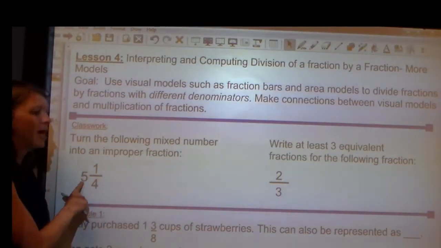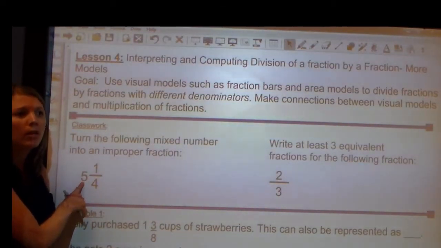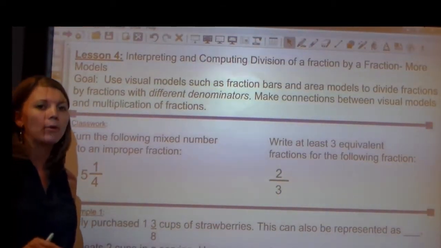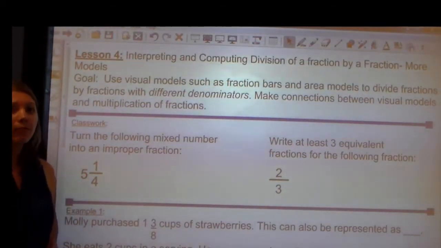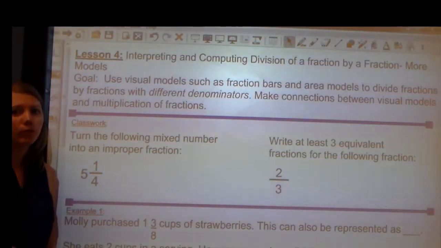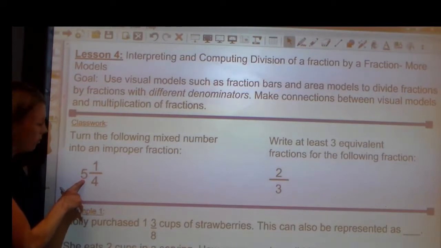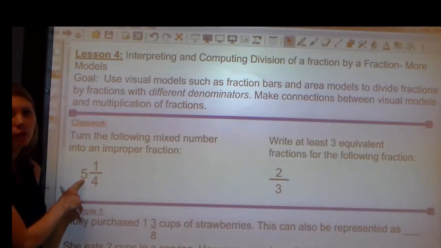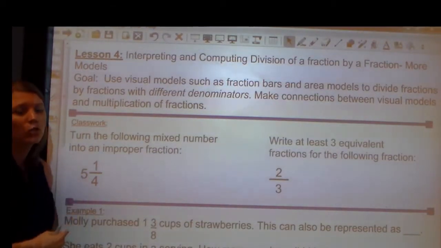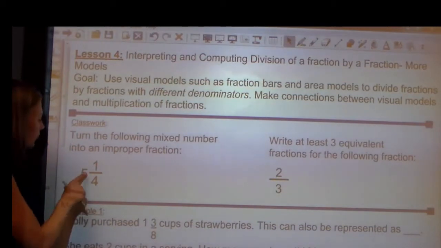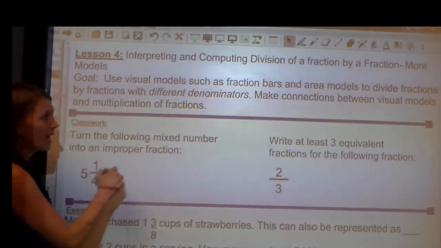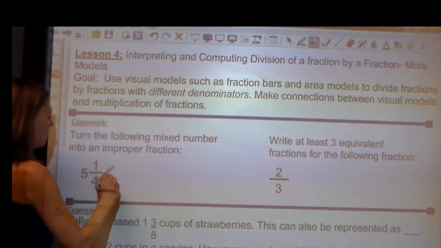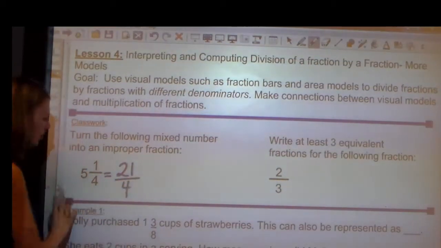So what I want to try to figure out is how many fourths are in 5 wholes. If I have 1 whole, I would have 4 fourths. If I had 2 wholes, I would have 8 fourths, because I'd have 4 fourths plus another 4 fourths. If I had 3 wholes, I would have 12 fourths. If I had 4 wholes, I would have 16 fourths. And if I had 5 wholes, I would have 20 fourths. So if 5 is the same as 20 fourths, and I have another 1/4, then together I would have 21 fourths.